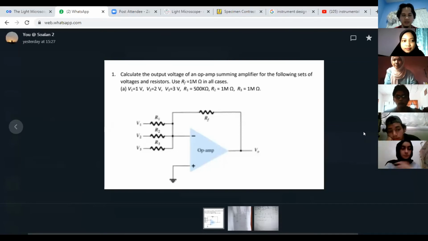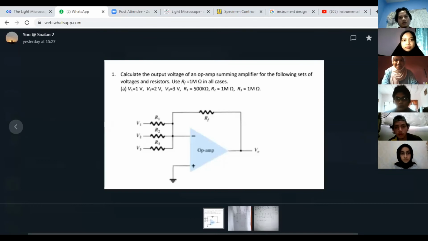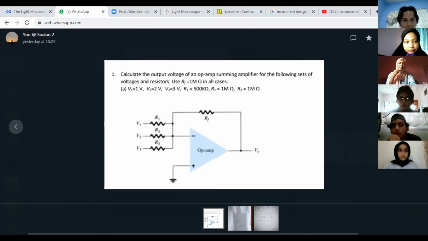So for the next question, in this question we use the same concept as question 1, which is the concept of summing amplifier. From the question, it says to calculate the output voltage of an op amp summing amplifier for the following sets of voltage and resistor. It uses a feedback resistor of 1 mega ohm in all cases. And there are 3 input voltages, V1 equal to 1 volt, V2 equal to 2 volt, and V3 equal to 3 volt. And R1 equal to 500 kilo ohm, R2 equals to 1 mega ohm, and R3 equals to 1 mega ohm.